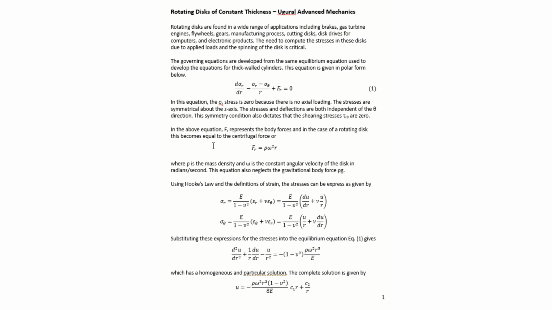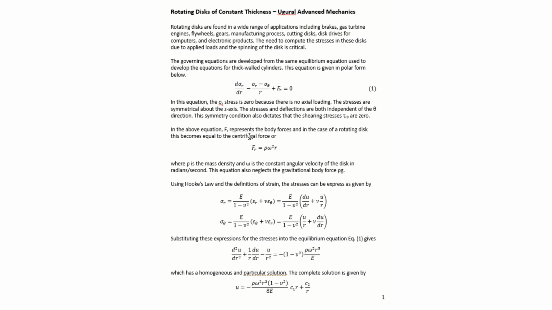Omega is the angular velocity in radians per second, and we square that, and then r is the radius. So one thing that this equation does neglect when we write Fr just as this is the gravitational body force, but that's typically okay because it's usually a small component when disks are spinning fairly quickly.